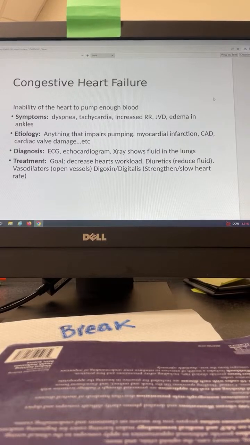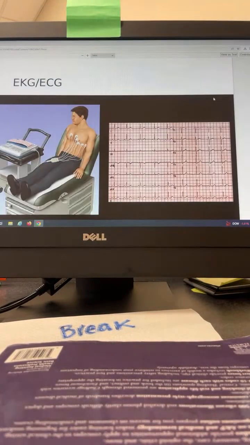Okay, diagnosis. ECG, EKG is the same thing. That's going to look at the electrical waves. I showed you the waveform with the ST elevation with heart attack. There's also, you can take a picture. Let's see if I have a picture of it. So this is an EKG where they hook you up and look at the electrical signals of the heart.